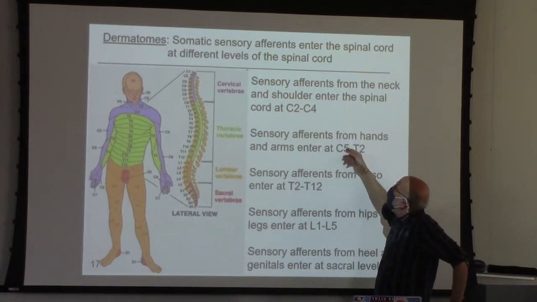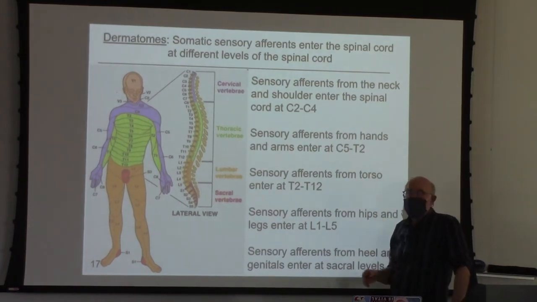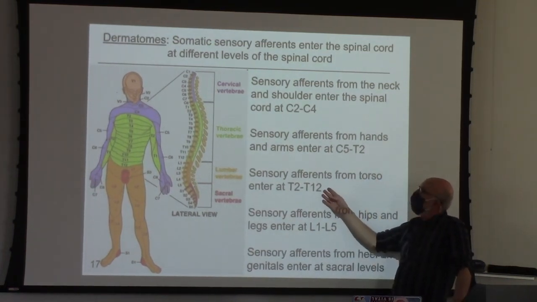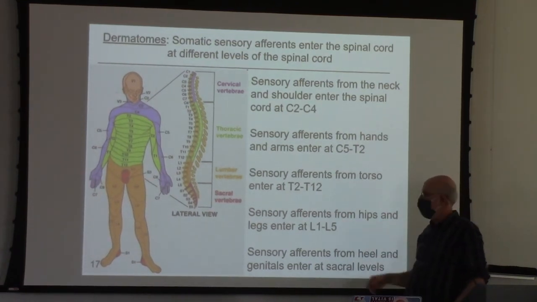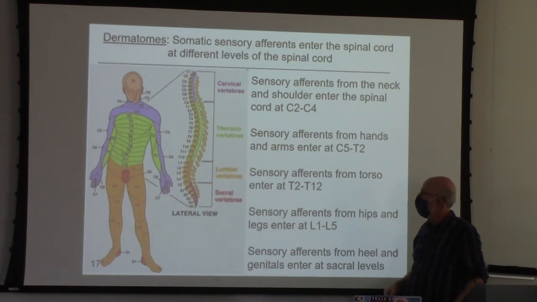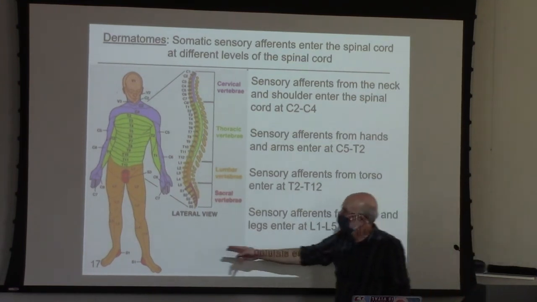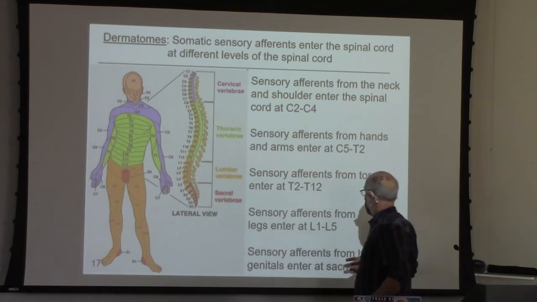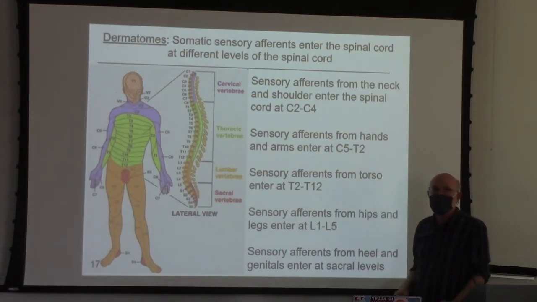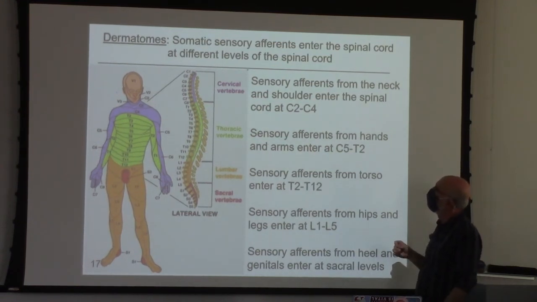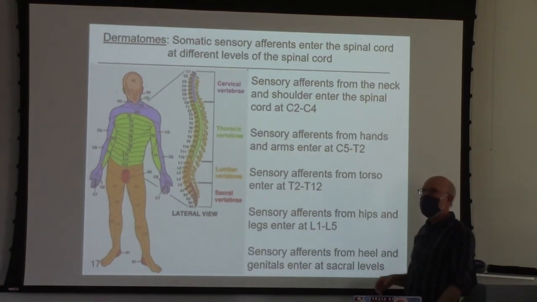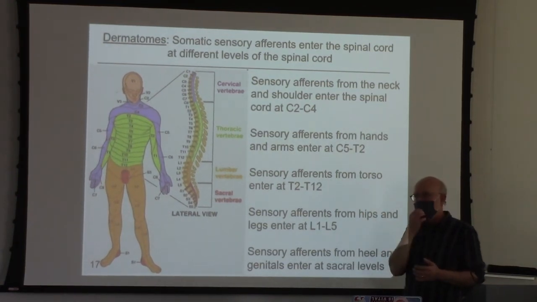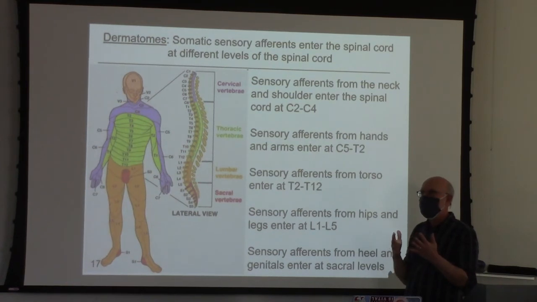So, afferents from the hands enter at C5. Afferents from the torso enter in the thoracic spinal cord. Afferents from the hips and legs enter in the lumbar region. Afferents from the heel and the genitals enter at the sacral levels. I do not want you to memorize the levels, but I think it's safe for me to expect you to understand the broad strokes.